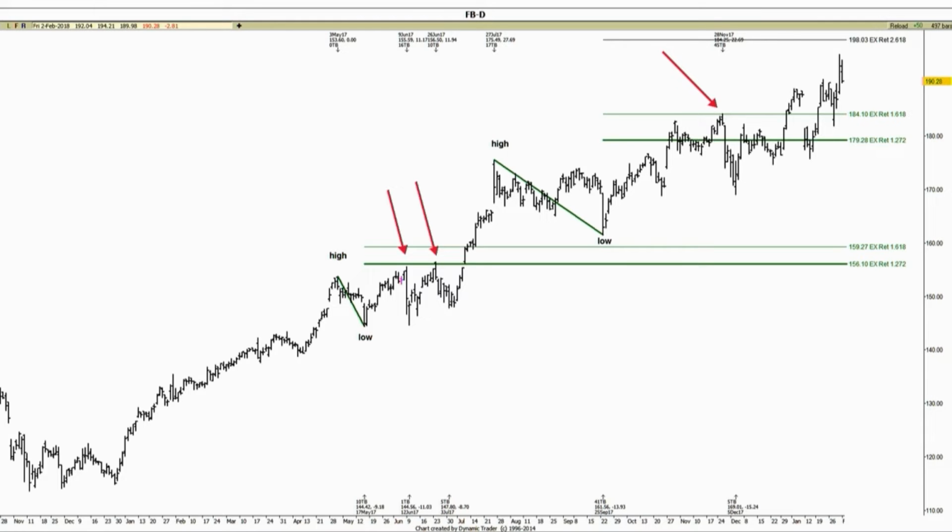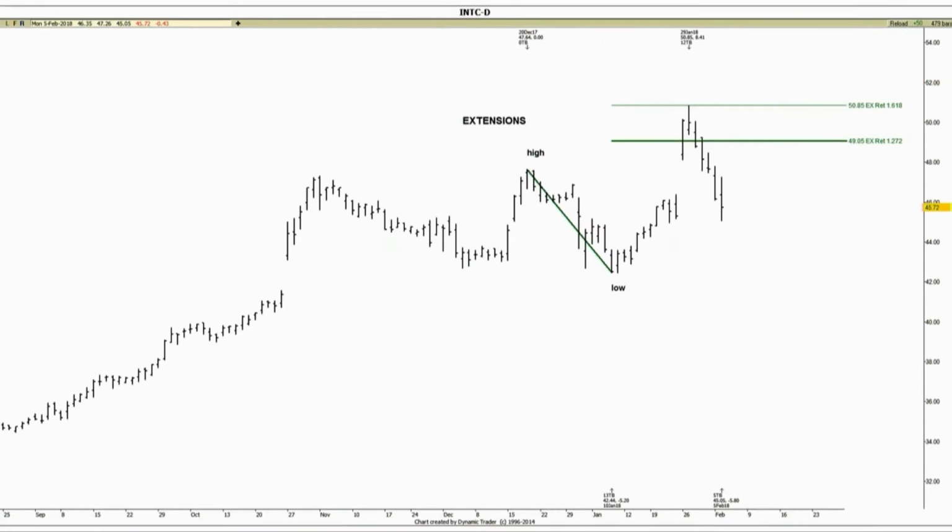So prior high to low, we didn't see anything at the 1272 in this case, but at the 1618, we did see a decline. I believe it's about $15 from the 1618 extension. So they're definitely worth watching.